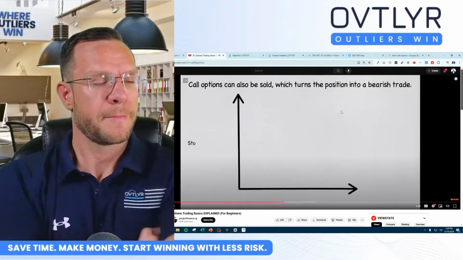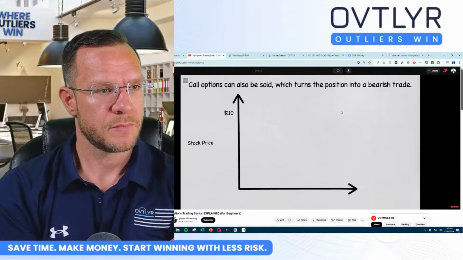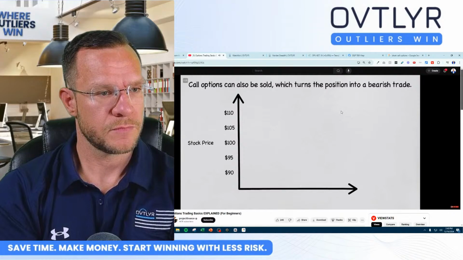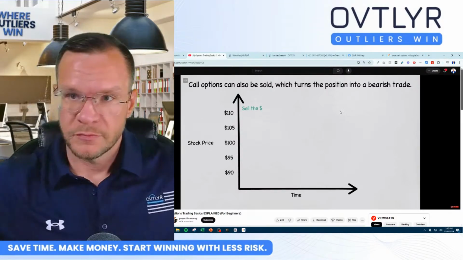Trade. So let's go ahead and look at an example to see what that might look like. So let's say we're looking at a stock that's trading around $100, and we go ahead and sell the call option with a strike price of $110, and we collect $5.